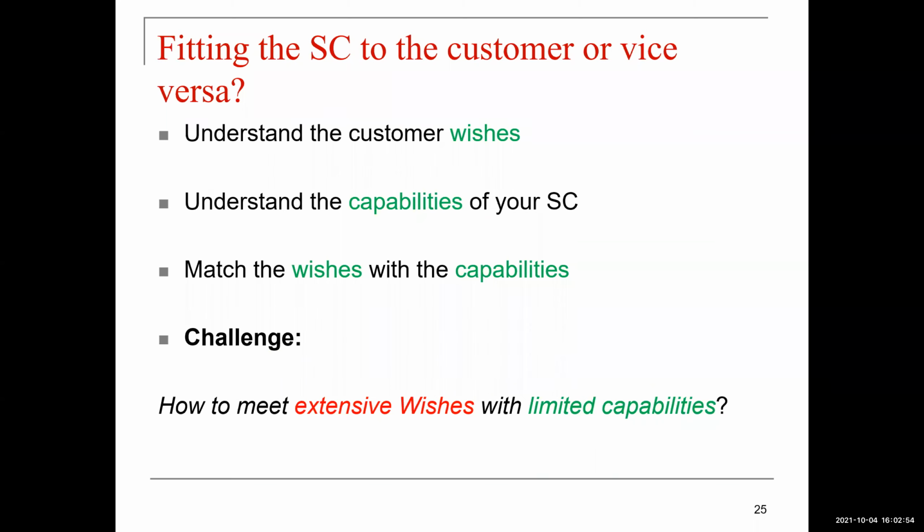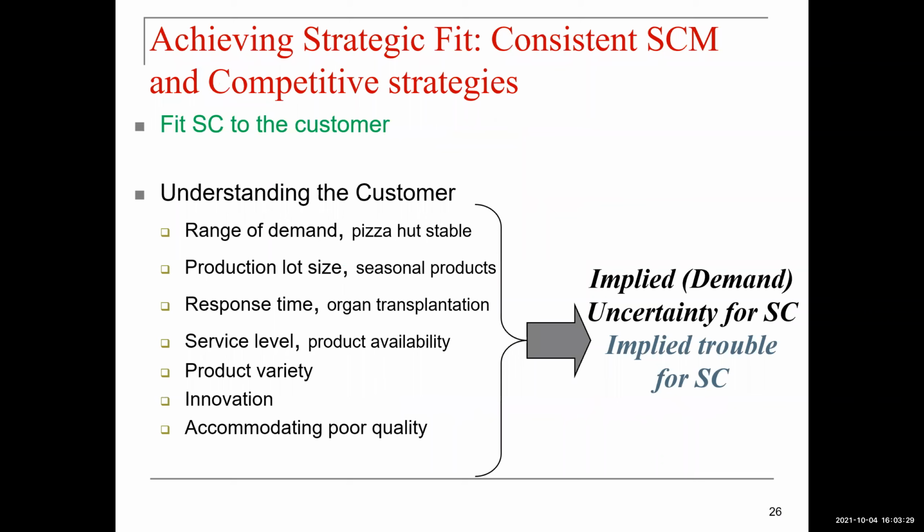But at the same time, if you always do that, then you're losing some ways to save money, right? So again, it's a balance. So, fitting the supply chain to the customer and vice versa: understand the customer wishes, understand the capability of your supply chain, and match the wishes with the capabilities. The challenge is how to meet extensive wishes with limited capabilities. That's the challenge, and also the uncertainty in all the areas related to the supply chain.